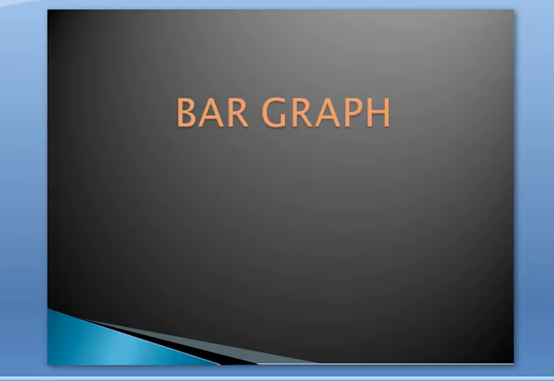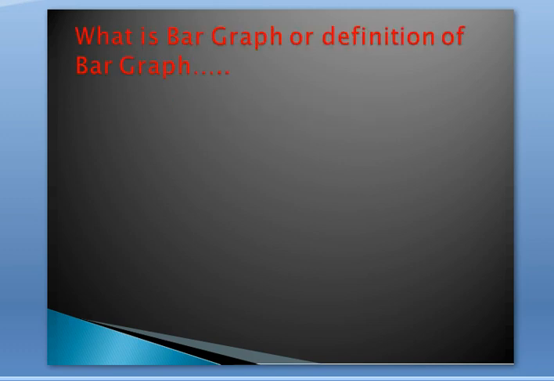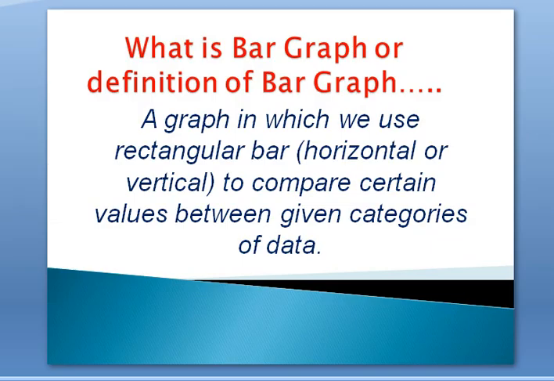Today we will learn about bar graph. First of all, what is a bar graph, or the definition of a bar graph? A graph in which we use rectangular bars, horizontal or vertical, to compare certain values between given categories of data. I mean, there will be some values given, like age of babies, like performance of any employee. So we have to compare that.